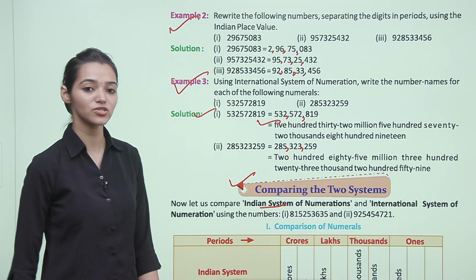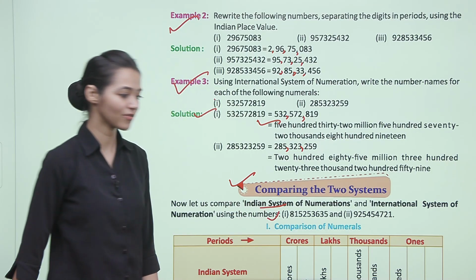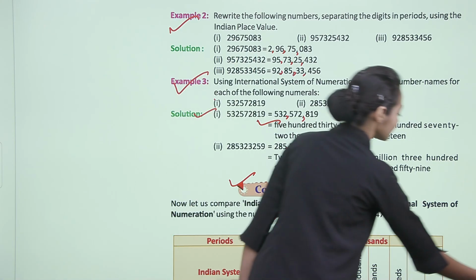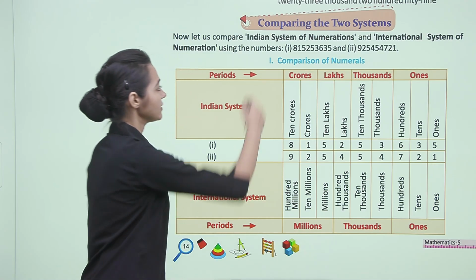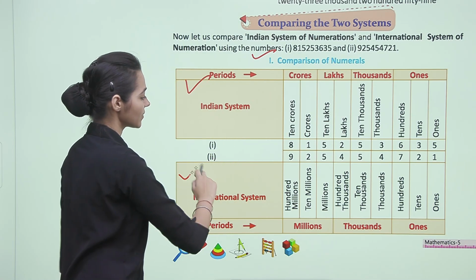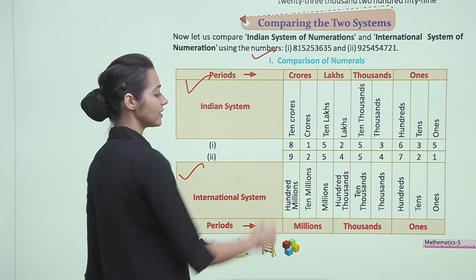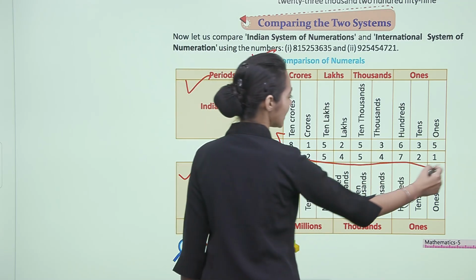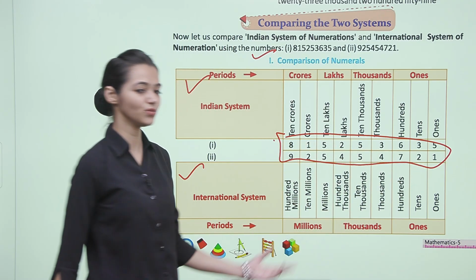Now let's look at comparing the two systems, how we can compare the Indian system of numeration with the international system of numeration. Let's understand it better with the help of our examples. Here is our comparison of numerals. Here is the Indian system, here is the international system, and here we have put them according to the Indian as well as international place value chart.